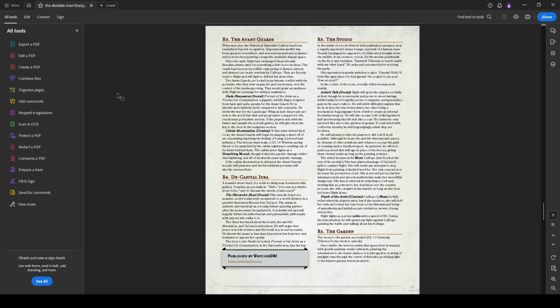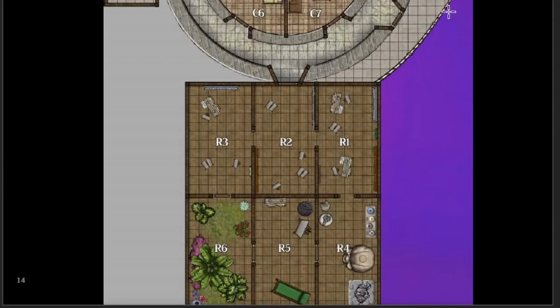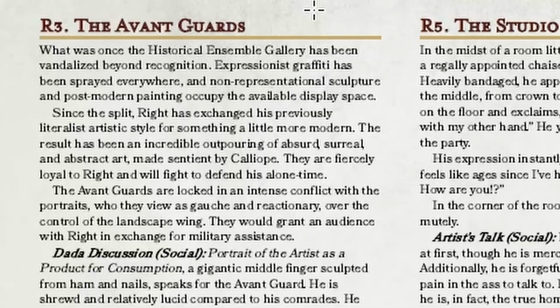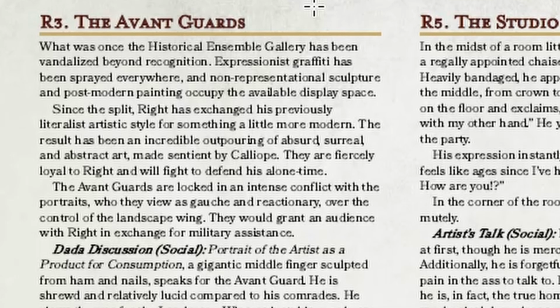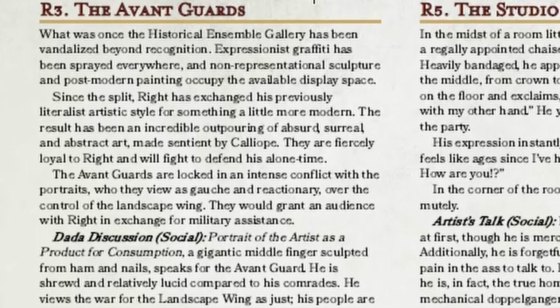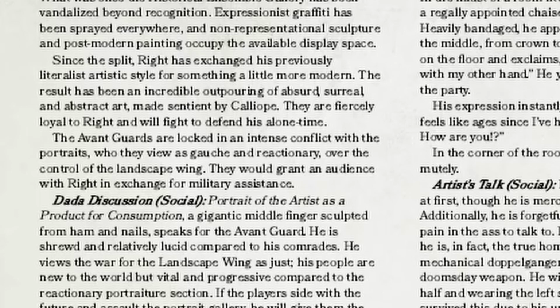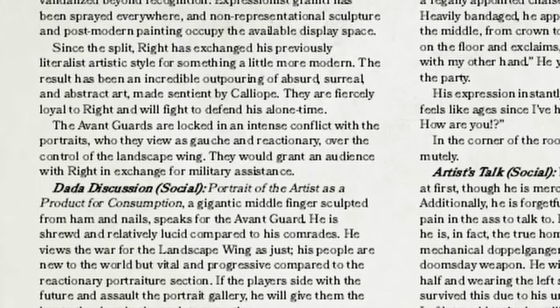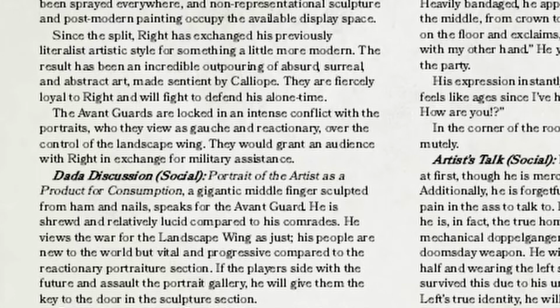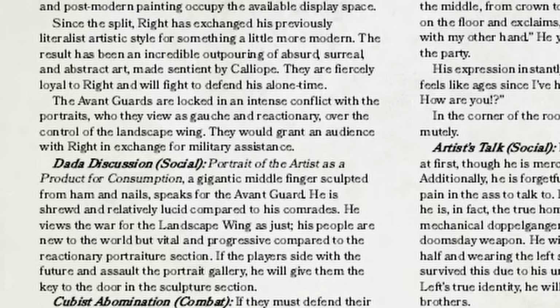And yeah, we get to R3, the avant-garde. So this is the expressionist graffiti abstract art section of the gallery. There's a cubist abomination that fights as a shambling mound that will sneak up on the party. Portrait of the Artist as a Product for Consumption is a gigantic middle finger sculpted from ham and nails. And it speaks as the leader for the avant-garde.